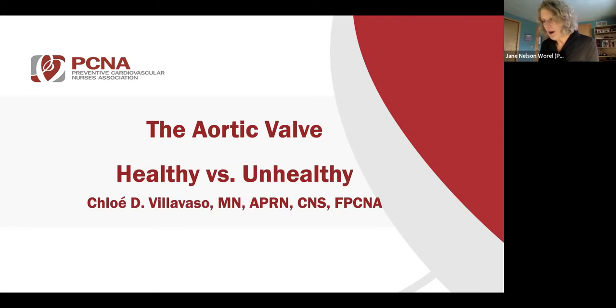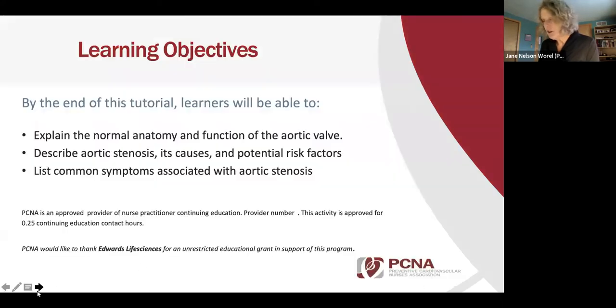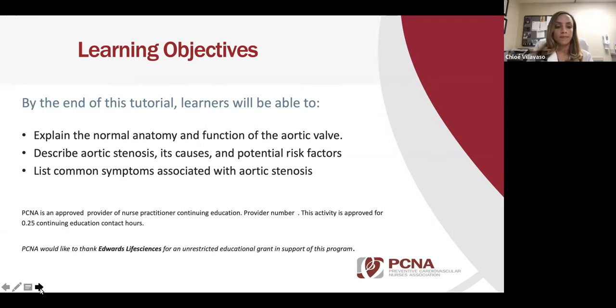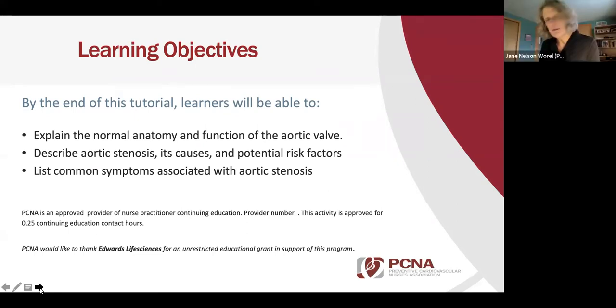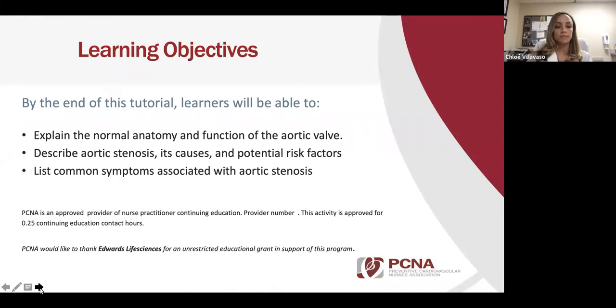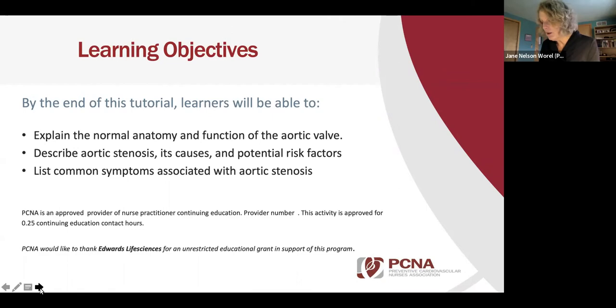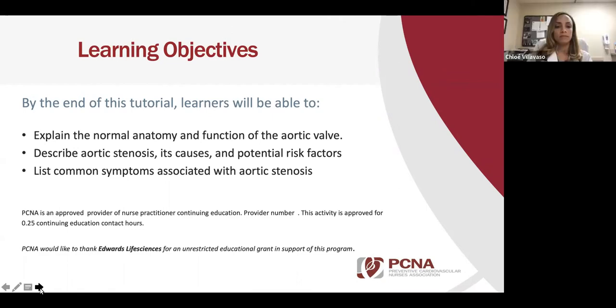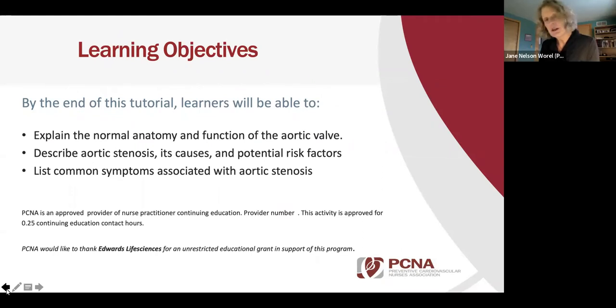Objectives for this program are for learners to be able to explain the normal anatomy and function of the aortic valve, to describe aortic stenosis, its causes and potential risk factors, and to list common symptoms associated with aortic stenosis. Upon completion of this tutorial, the learner will earn 0.25 CE contact hours.